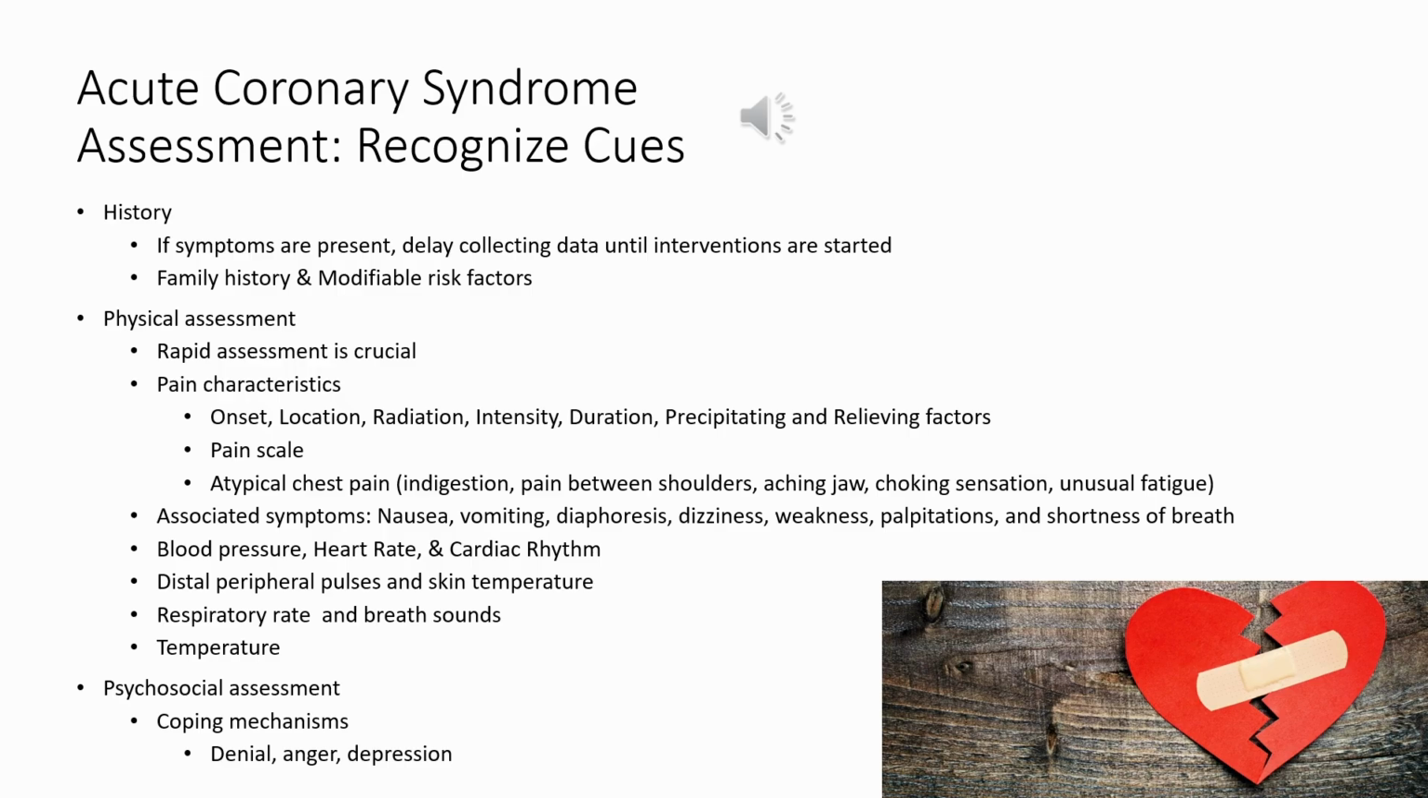So when we're assessing these patients with acute coronary syndrome or that we suspect to have acute coronary syndrome, vital sign assessment is very important. Blood pressure, heart rate, and cardiac rhythm need to be closely monitored. Sinus tachycardia with PVCs is very common after a patient's had an MI.